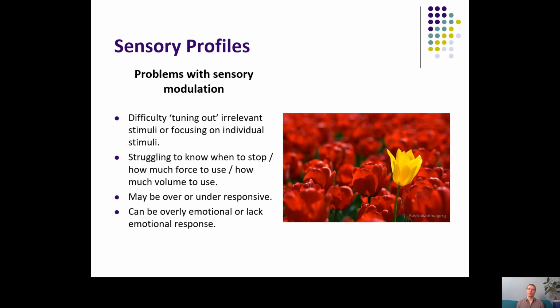But you also might find that you've got problems with sensory modulation. And that includes having difficulty tuning out irrelevant stimuli and trying to actually focus on something individual. So for example, if you're in a group conversation, trying to focus on that one person you might be having a one-to-one conversation with and ignoring the conversations of everyone else around you. You might struggle to know when to stop doing something, how much force to use, or even how much volume you might be using when speaking with other people. So you might be either over or under responsive, and therefore might be overly emotional or potentially even lacking much of an emotional response.